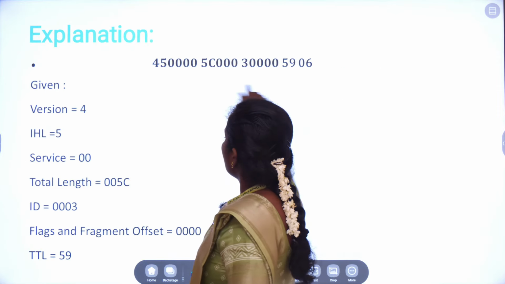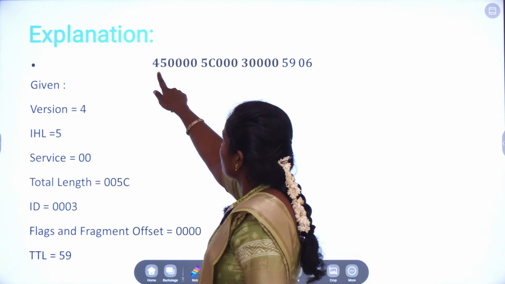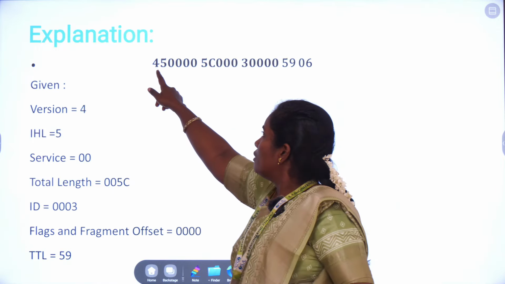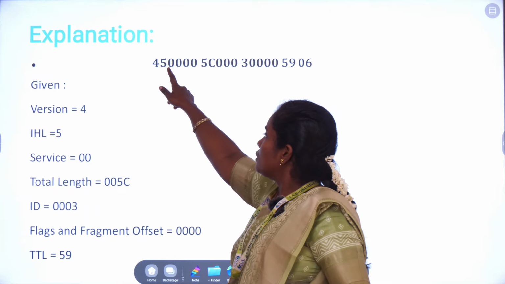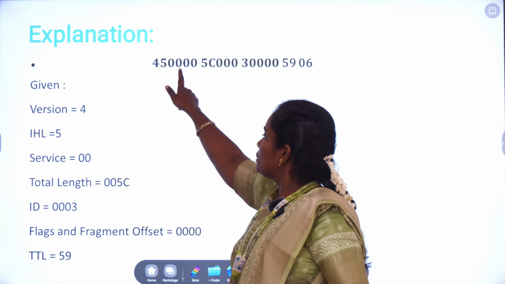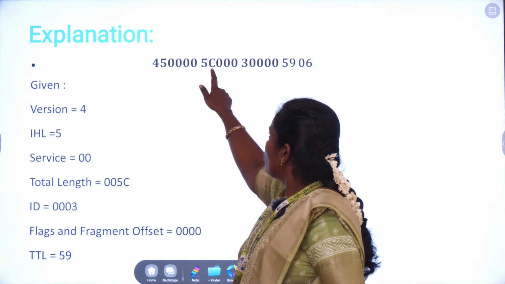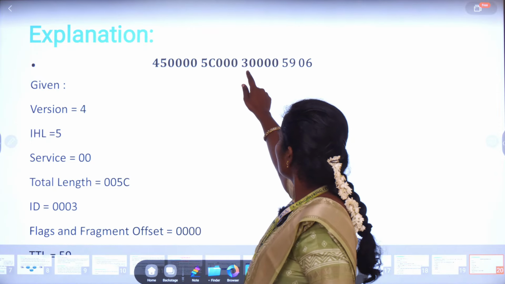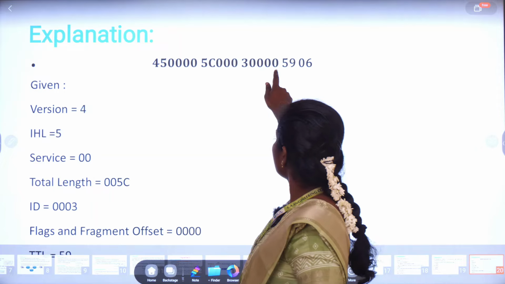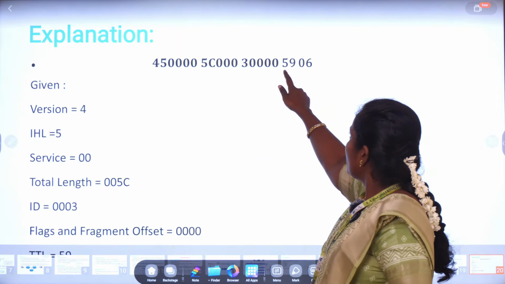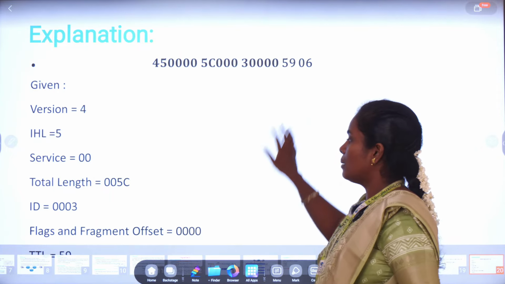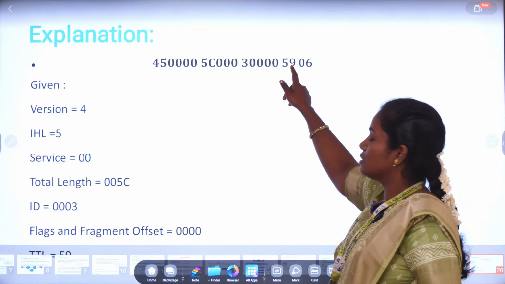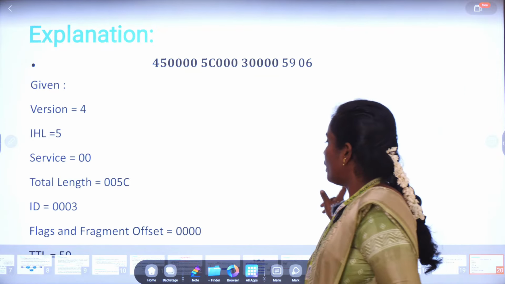In IPv4, every hexadecimal digit represents 4 bits. The first one represents the version and the second represents the IHL. The next 2 digits represent the services. The next 4 digits represent the total length, the next 4 represent the identification, and the next 4 represent the flags and offset. The next 59 represents the TTL, that is time to live. From this we can calculate the hops. TTL is given in hexadecimal, so first we have to convert it into decimal.